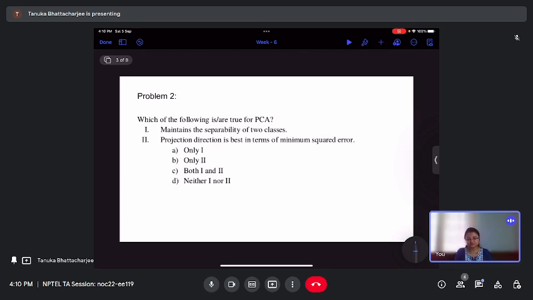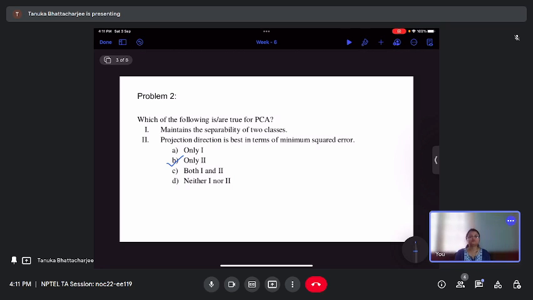Here the first option is not correct. It has nothing to do with the separability of the two classes because we do not even use that information in PCA. But the second option, that is projection direction is best in terms of minimum squared error, that is the correct answer for this. So this is only 2.